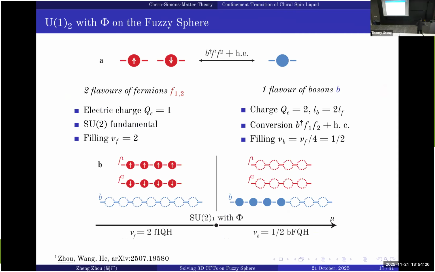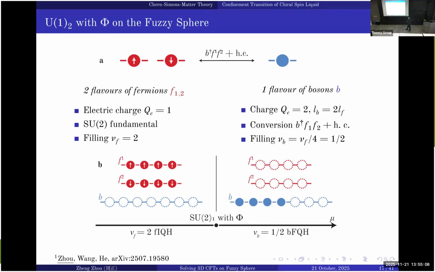Okay, so we want to construct the U1 level 2 with a scalar on the fuzzy sphere. We study a setup with 2 flavors of fermions and 1 flavor of boson. We let the boson experience the magnetic field as well, and let it carry twice the charge of the fermions. This means that the angular momentum of the boson is twice the fermion, and the number of orbitals of the bosons is also twice that of the fermion.